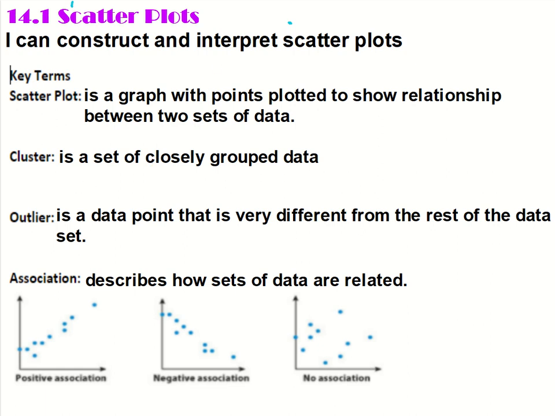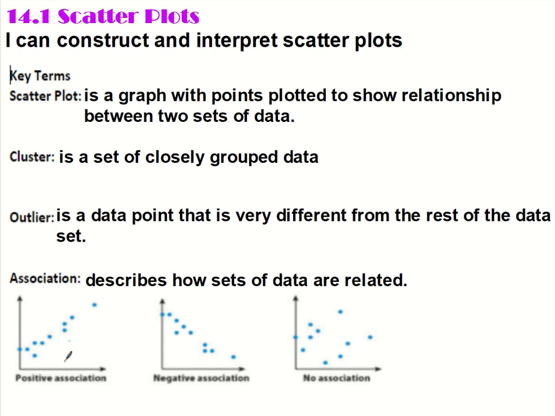Okay, scatter plots. We're going to go over a lot of vocabulary terms, but overall it should be a pretty simple lesson. So let's get straight to it. A scatter plot is a graph with points plotted to show the relationship between two sets of data. And we will show multiple examples of what a scatter plot is, but they look like this.